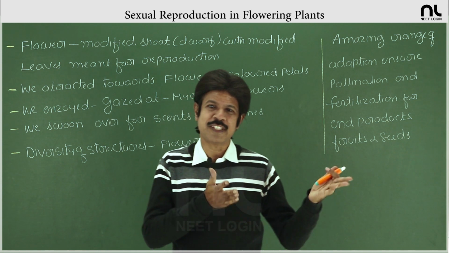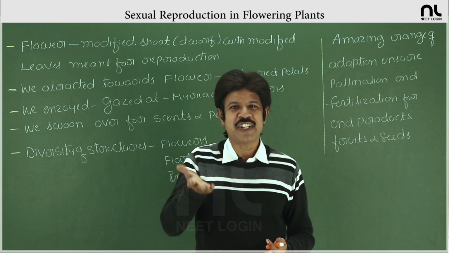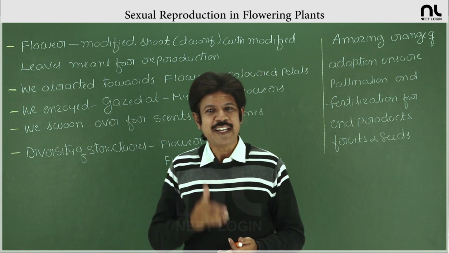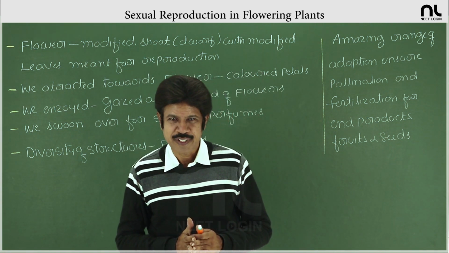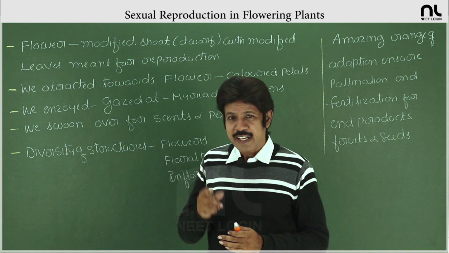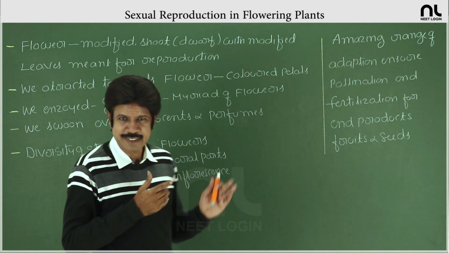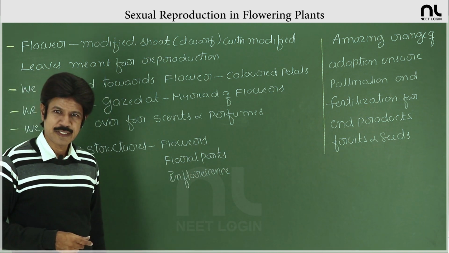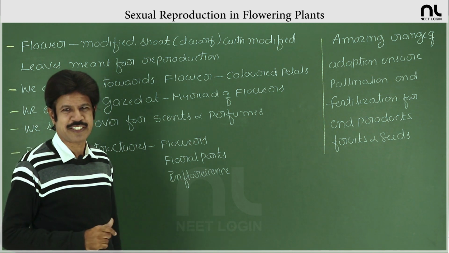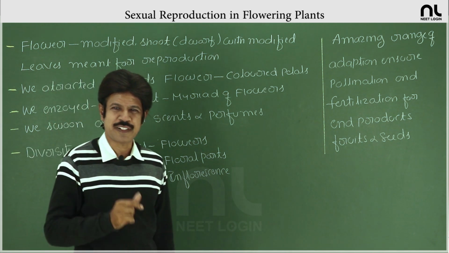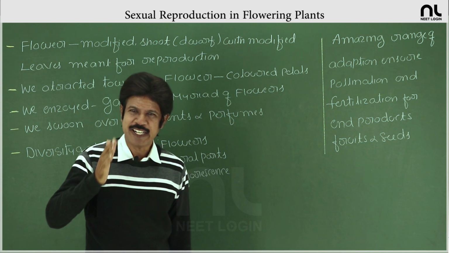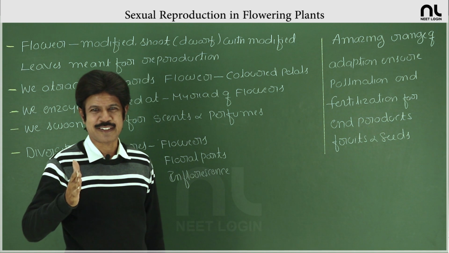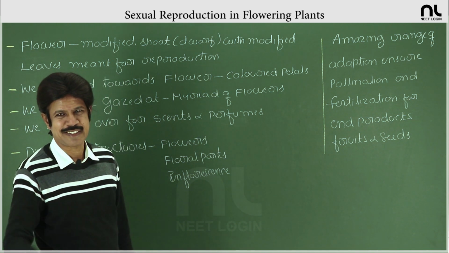As it is a product of sexual reproduction, there is more variation. So adaptability to wide areas is possible in sexual reproduction. And there are diversified structures in the flower: floral parts and inflorescence. Such amazing diversity all ensures pollination and fertilization, ultimately leading to the formation of the end products, fruits and seeds.